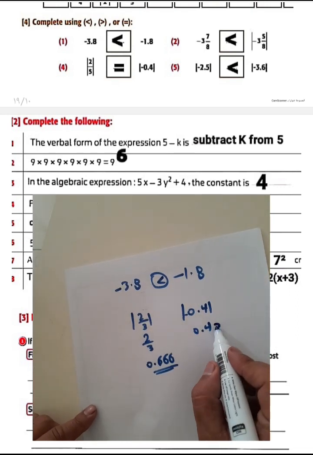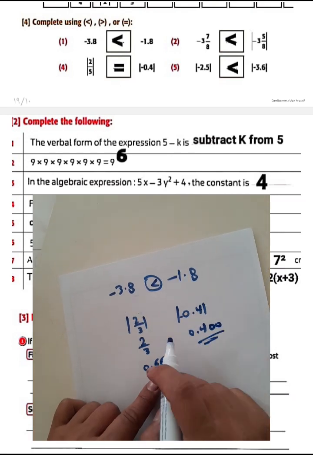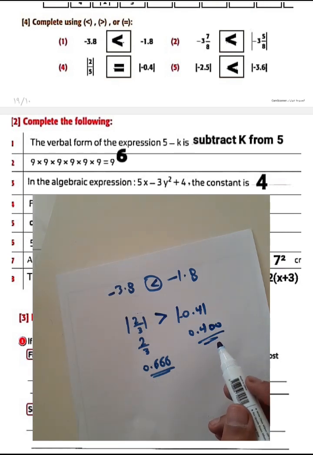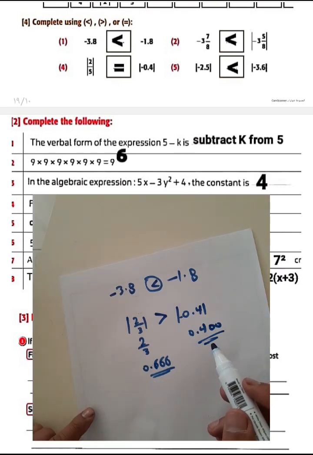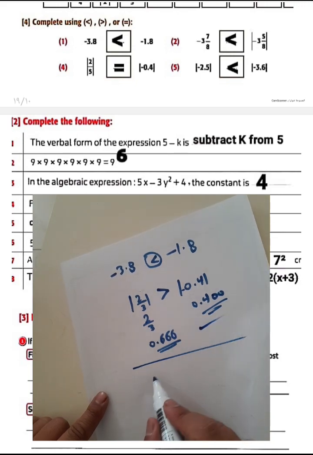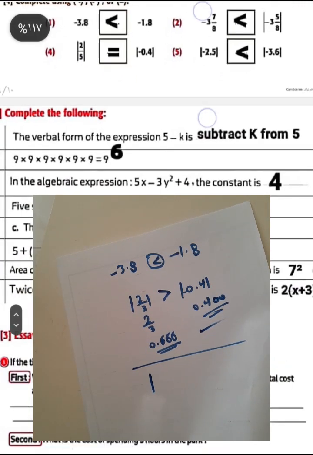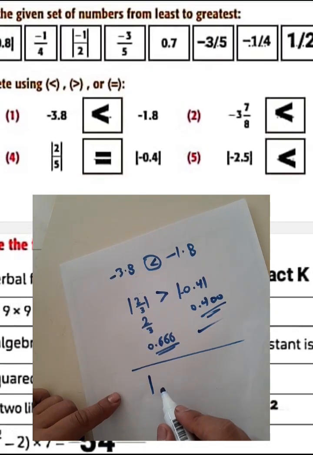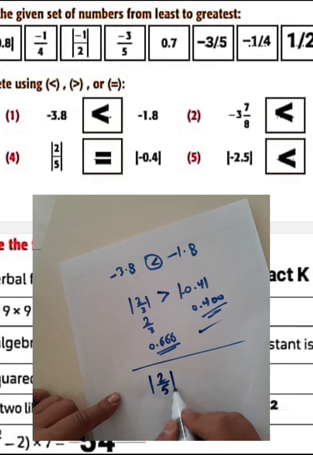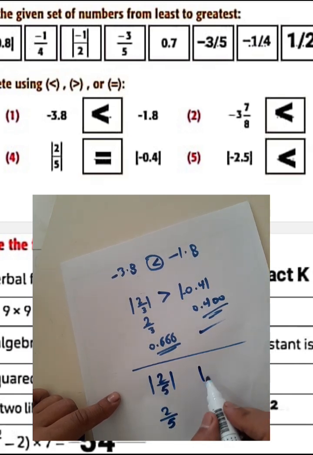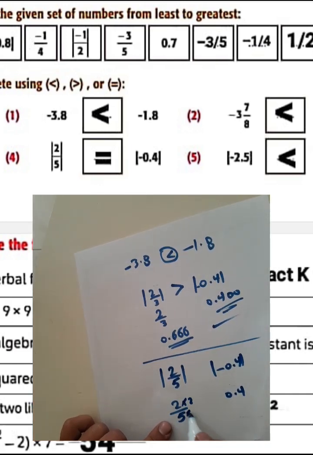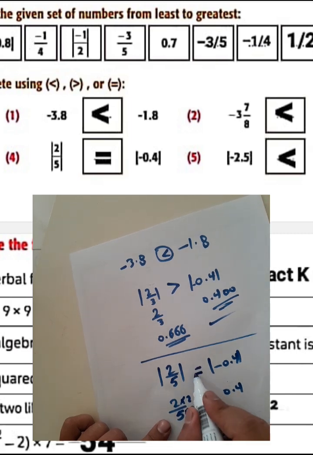So we must compare: 2 over 3 will be greater than this number. Okay, but we have here 2 over 5. Look at this question: 2 over 5 or the absolute value of negative 0.4. We can find the absolute value first, 0.4 will be 0.4, and convert 2 over 5 by multiplying numerator and denominator by 2, it will be 4 over 10. 0.4 will be equal to it.